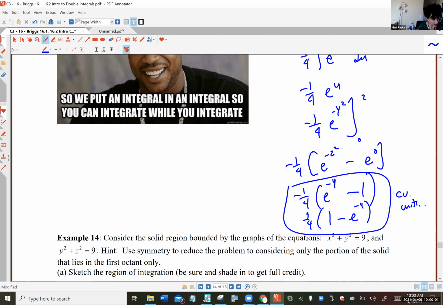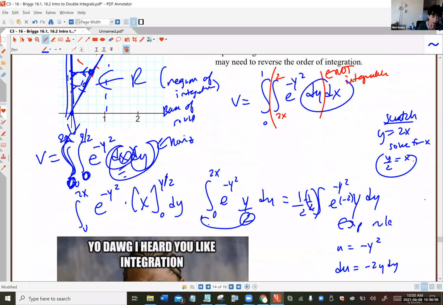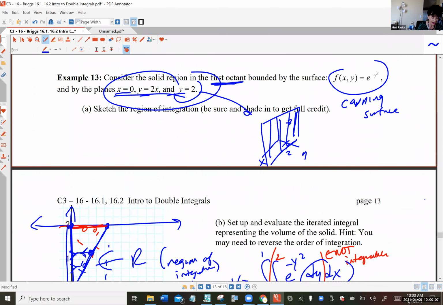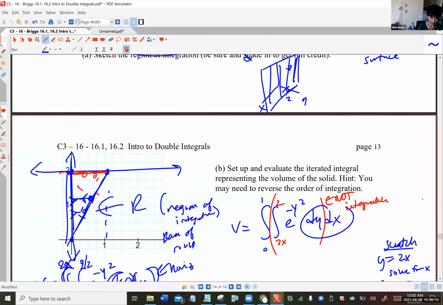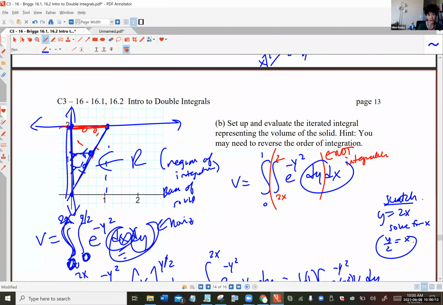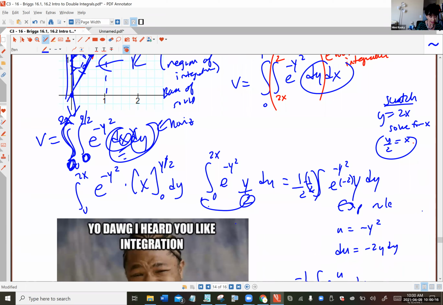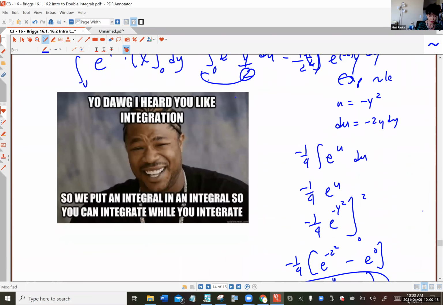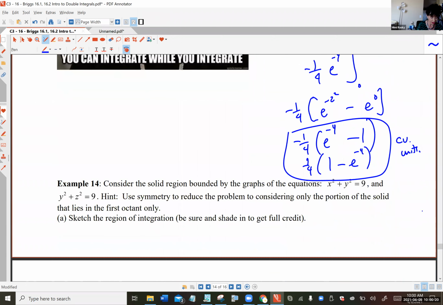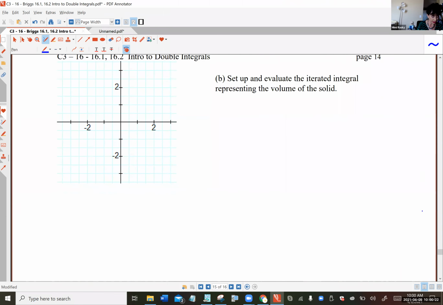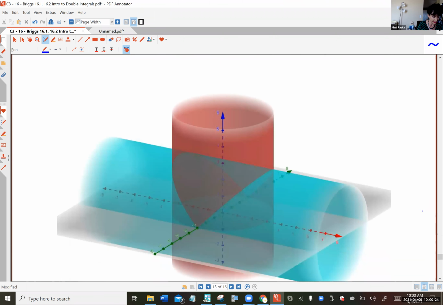So what was the moral of the story for that example? There's a few morals of the story, but the key one is after you set up your double integral, you may find you have to switch the order of integration in order to even integrate it, okay? And that's fun. And then you know how to integrate using integration rules. Okay, so let's take a look at the last problem, and I just want to at least set it up.